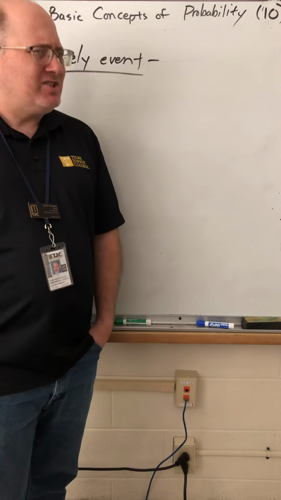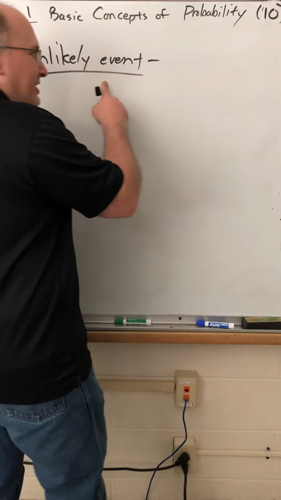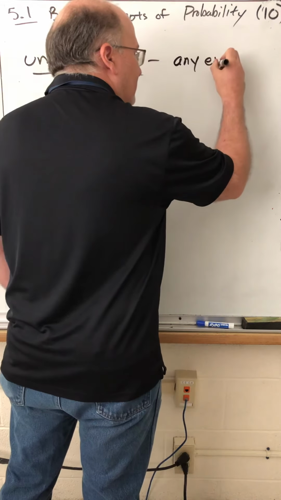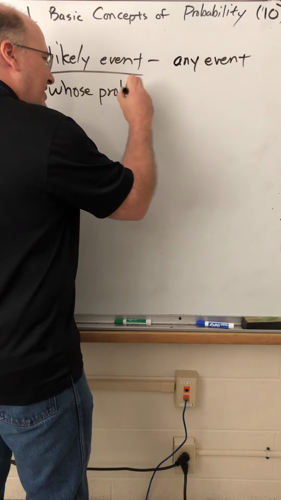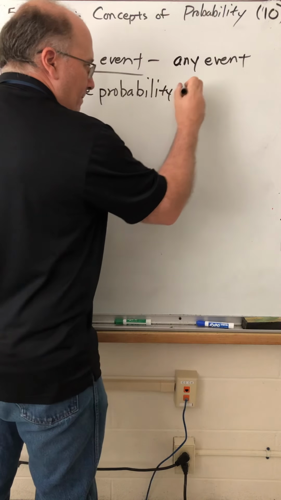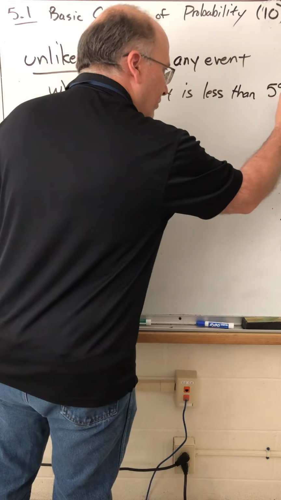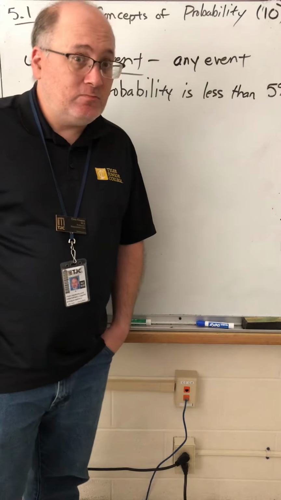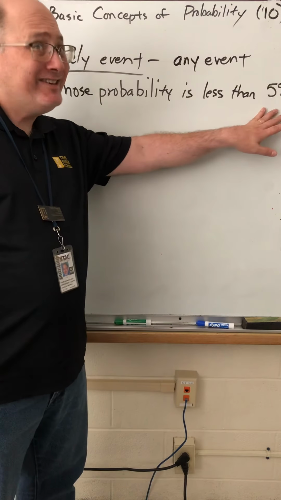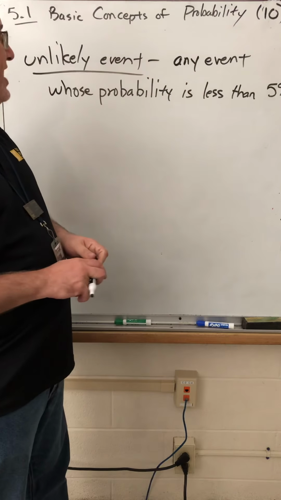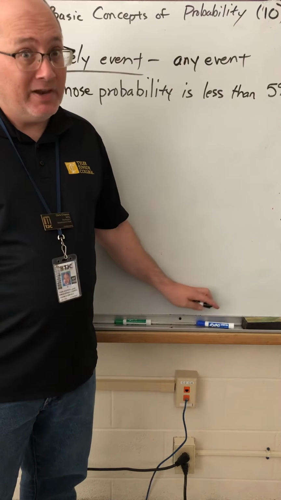This is actually a pretty subjective definition, but by most statistics standards, an unlikely event is any event whose probability is less than 5%. Why 5%? Why not 1%? Why not 10%? Let's just call it an industry standard. But in the homework, when they ask you, is this event unlikely? They're really just asking you, is its probability less than 5%?